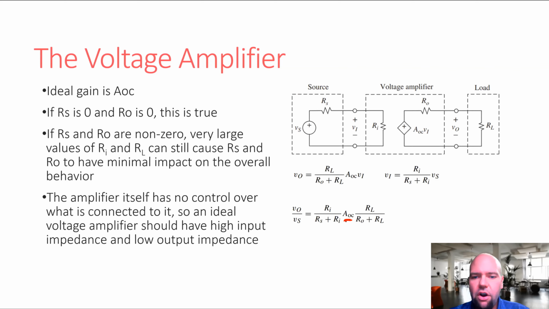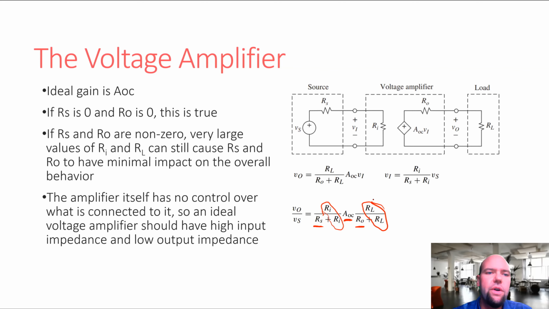You'll notice, if Rs is 0, then this expression becomes Rinput divided by Rinput, which is 1. So if Rs is 0, that cleans up the input side. If the source resistance is 0, then the input voltage will be the actual true source voltage. And on the output side, if RO is 0, then this just becomes the ratio RL over RL, which is just 1. So ideally, if the output resistance of our amplifier is 0, that also will clean up that output.